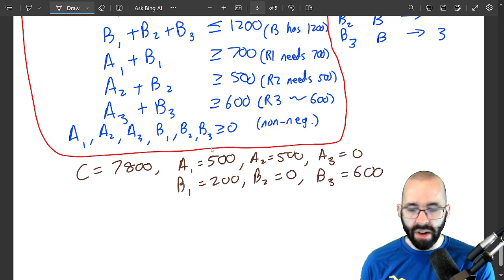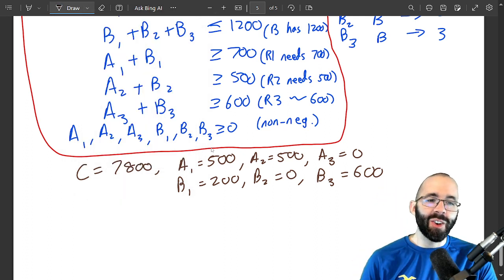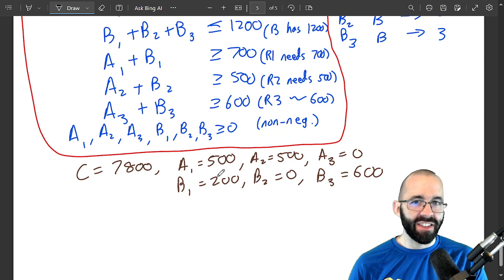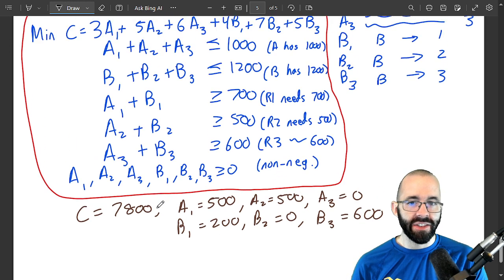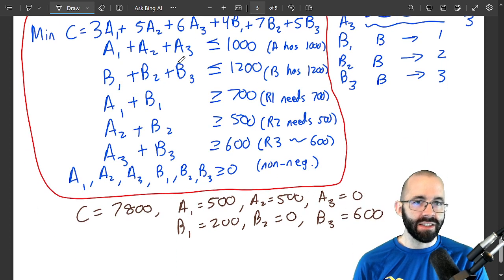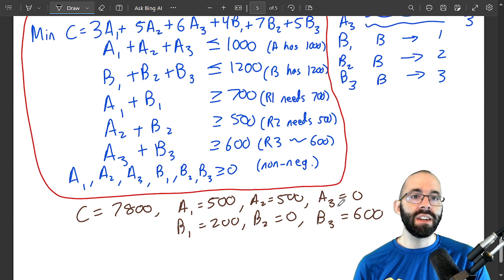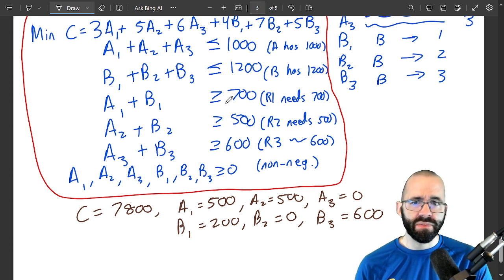Before we write our answer, let's check that this makes sense. The total cost is 7,800. I'm not going to check that part, but the other ones are easily checked, right? Warehouse A only has 1,000 units. Look, we're sending 1,000 out of warehouse A. Warehouse B only has 1,200. We're only sending 800 out from warehouse B. That's fine. We just couldn't exceed 1,200 from warehouse B.